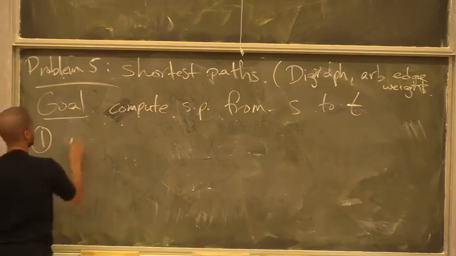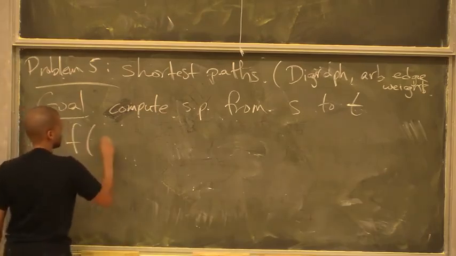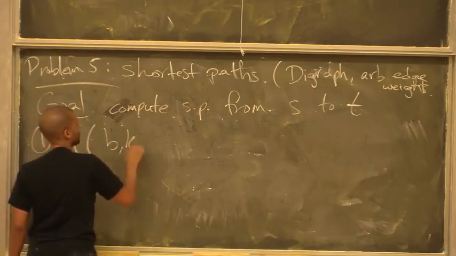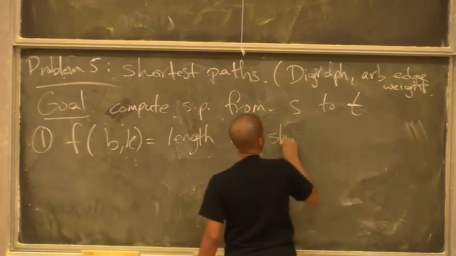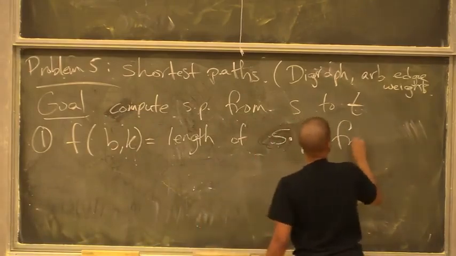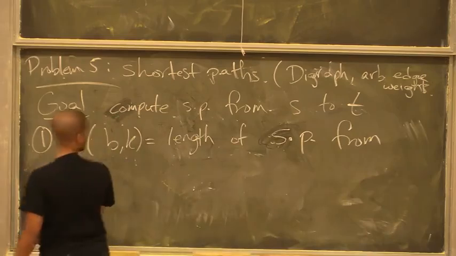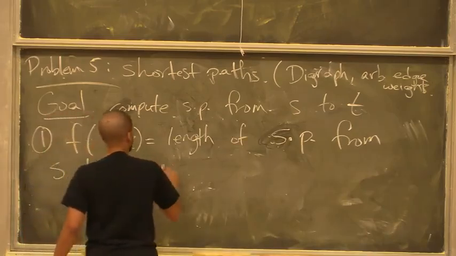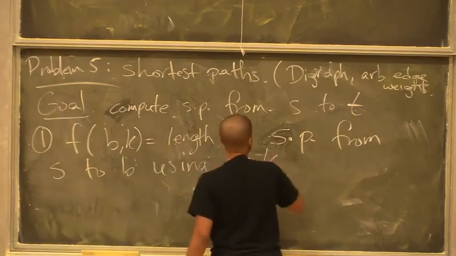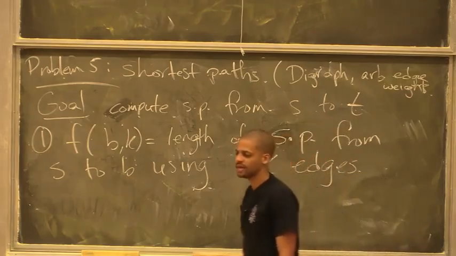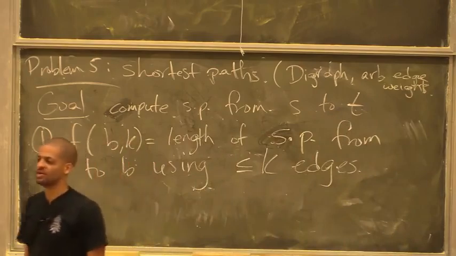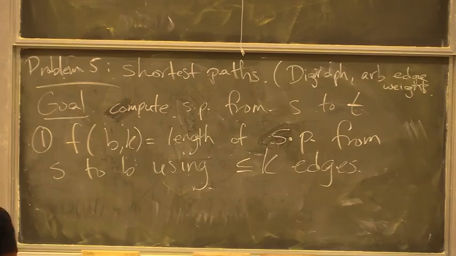So let me define a function. F of b, k is equal to the length of the shortest path from S to b using at most k edges. Why did I do that? Because, as you'll see, I want to avoid having a recursion that's an infinite recursion, and by introducing this k, I can avoid that.